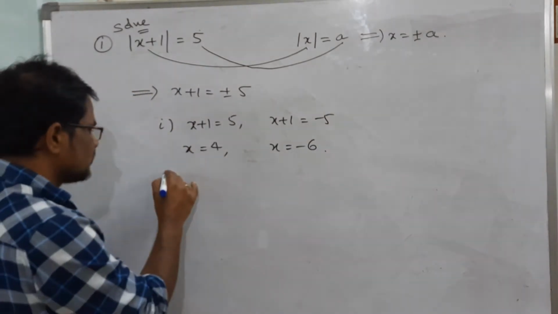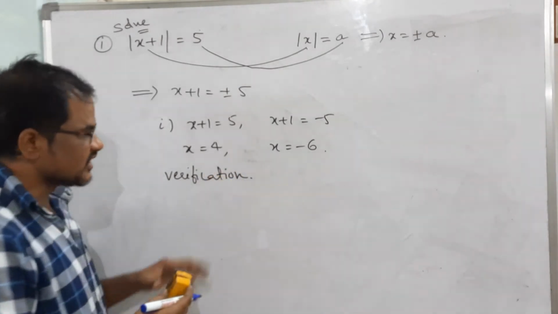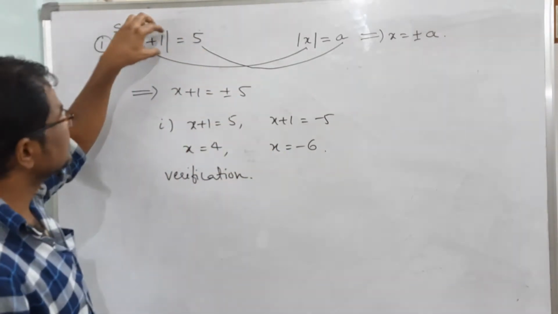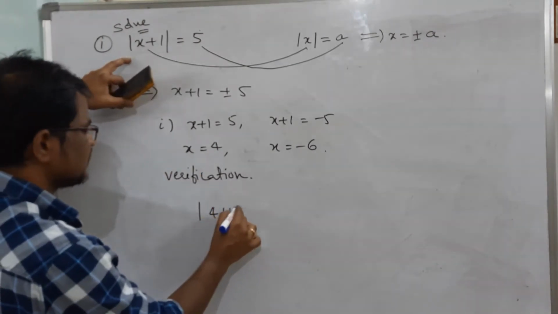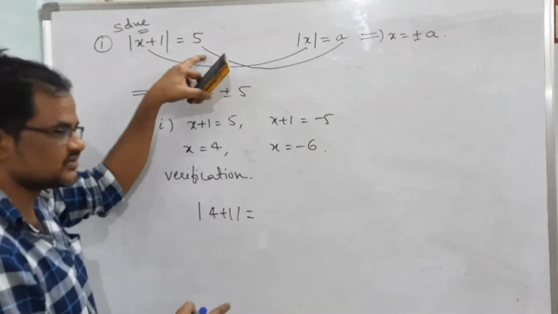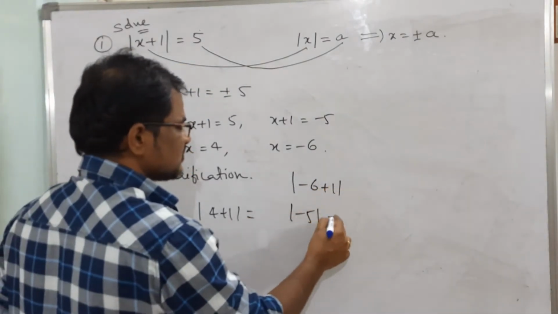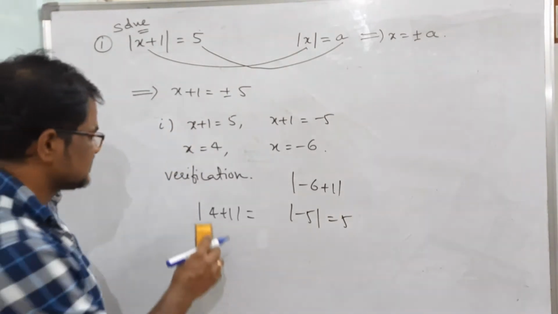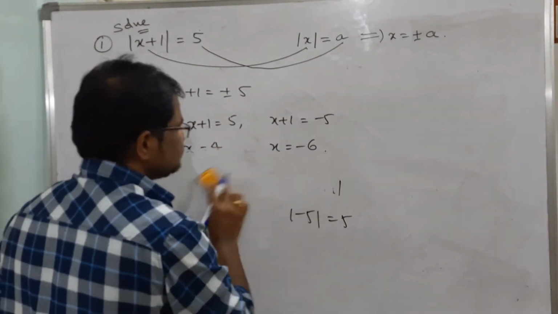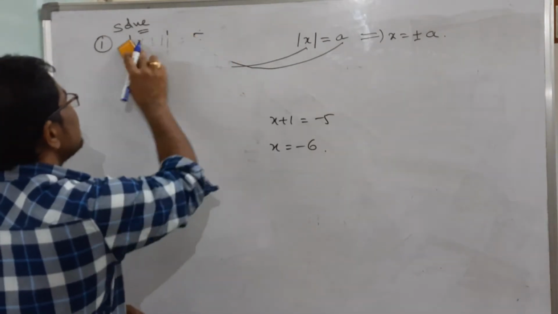Means what is the meaning? Verify. If you substitute these two values here, this should satisfy. Substitute here: modulus of 4 plus 1 equal to 5, satisfied. And modulus of minus 6 plus 1 is equal to modulus of minus 5, that is nothing but 5 only. Okay, next. This is our answer. Next, second example.